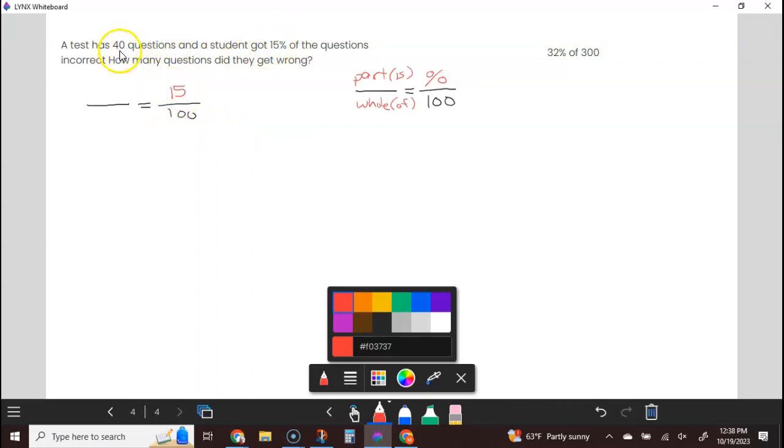And then I have to ask, is this the part or the whole? Is this part of the test or is it the whole test? Based on the way it's worded, it says the test has 40 questions. So that tells me that the whole test is 40 questions. And then my unknown piece is going to be the part that they got wrong.